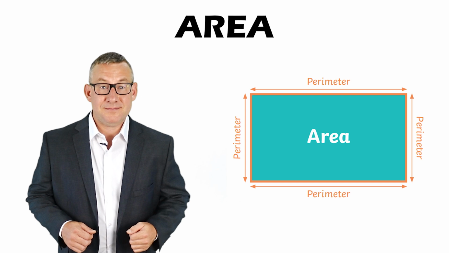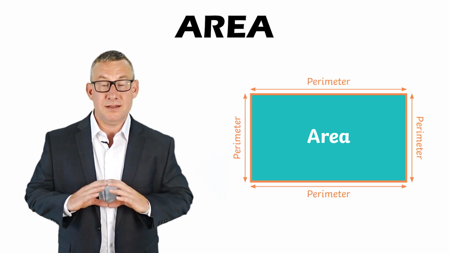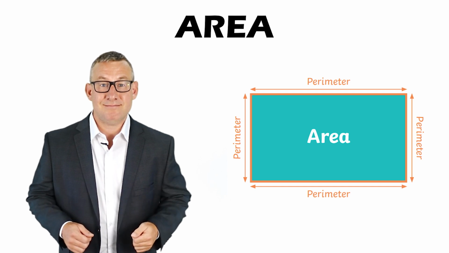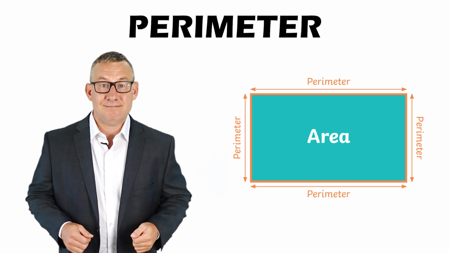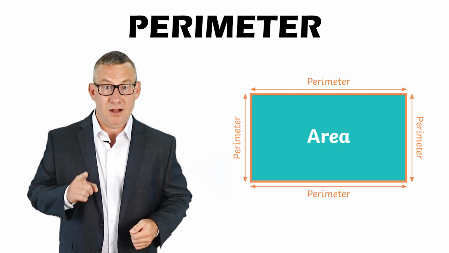Area. Area is the amount of space a polygon contains. Perimeter. Perimeter is the total measure of the length of the outside of a polygon.